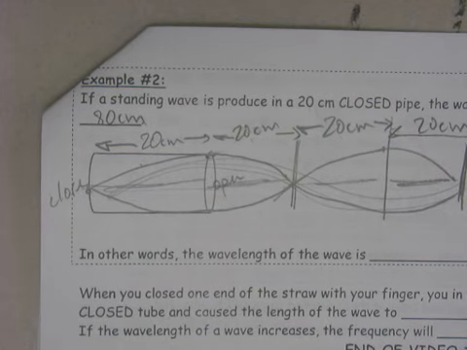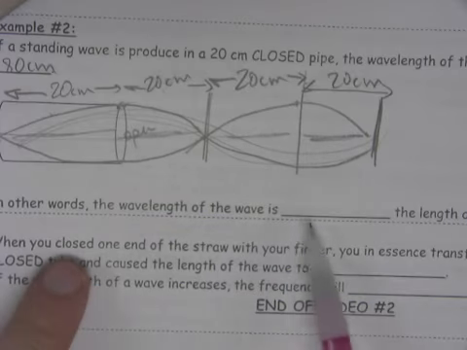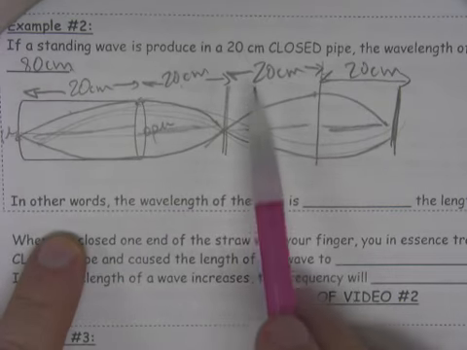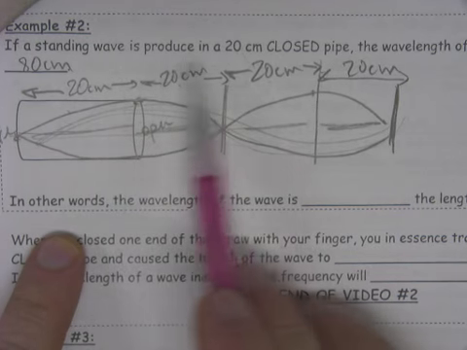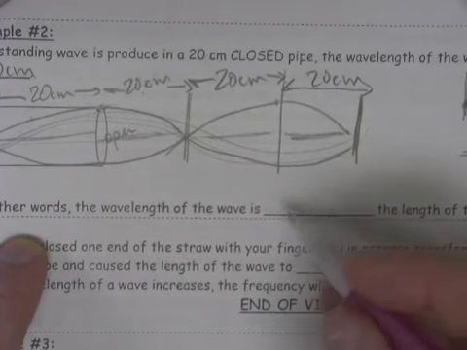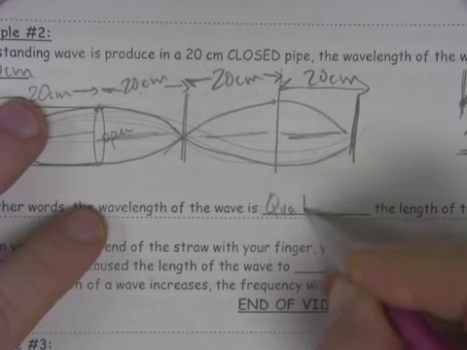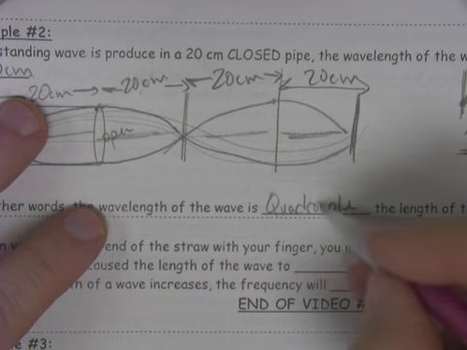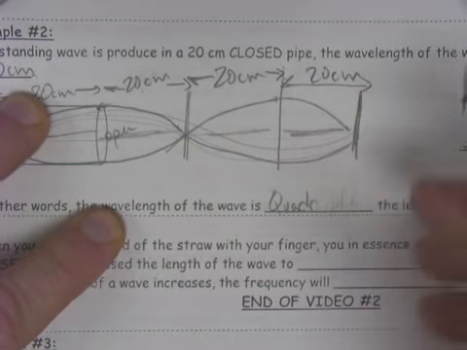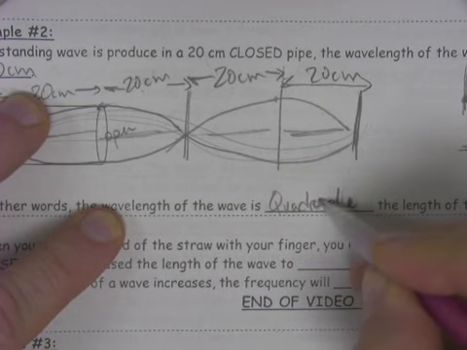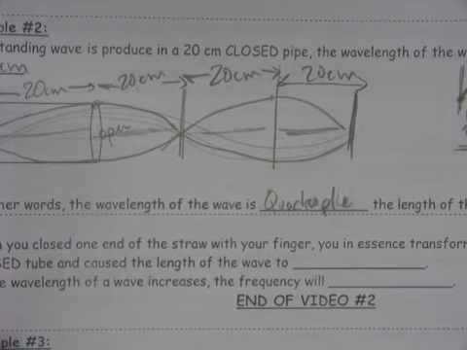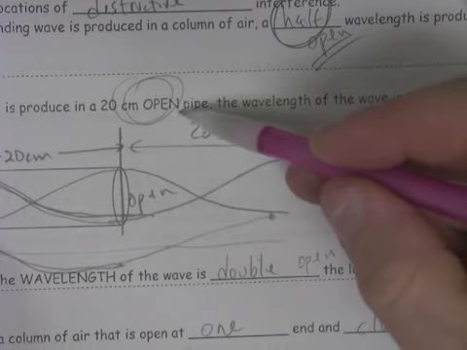So, boy, that was confusing. You're probably thinking, how can I figure that? Well, here's your way to cheat through it. In other words, the wavelength, think about this. If it's 20, how does 80 compare to 20? Isn't this 4 times this? So it is quadruple. It's quadruple the length of the pipe. And if you can remember this, quadruple for a closed pipe, and double for an open pipe, you're in business.